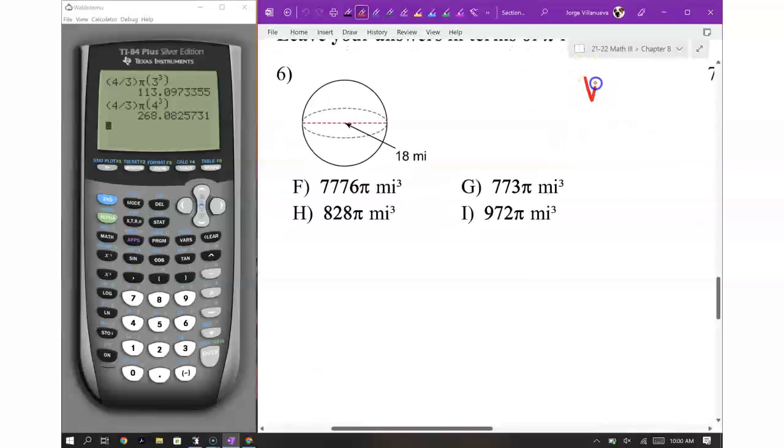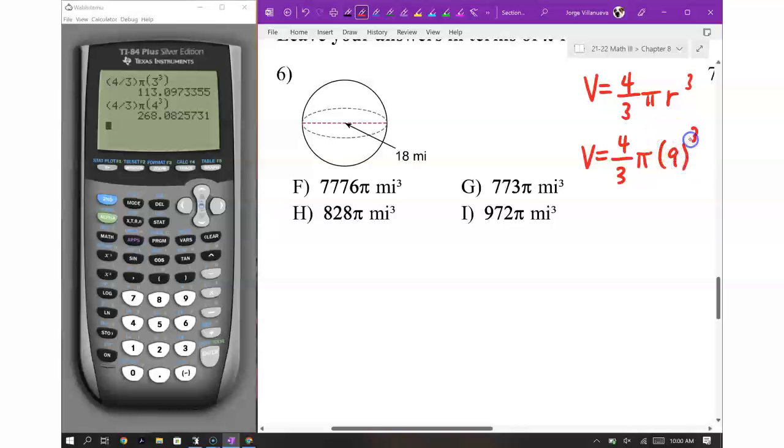So volume equals 4/3 pi r cubed. What is my r value? 9. Remember, 18 is my diameter. Notice how the red line goes all the way across? That's called your diameter, okay? All the way across is your diameter. Halfway, that's your radius. I need my radius. So they showed me 18 all the way across. Half of that, which is 9, would be my radius, okay?